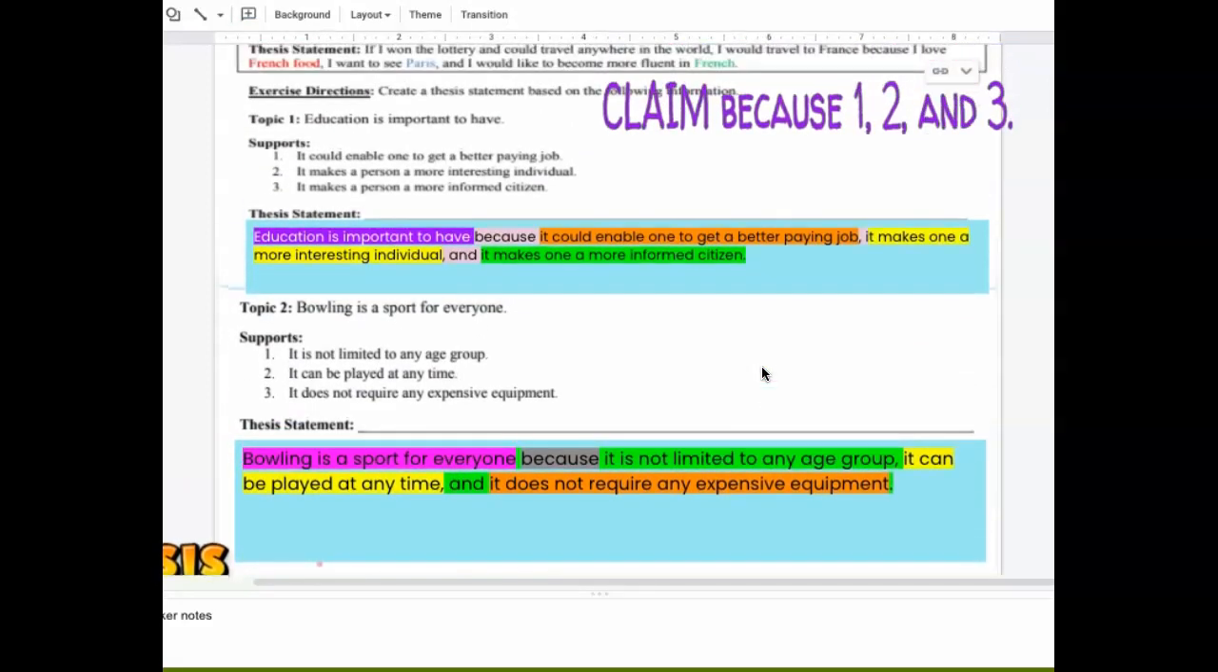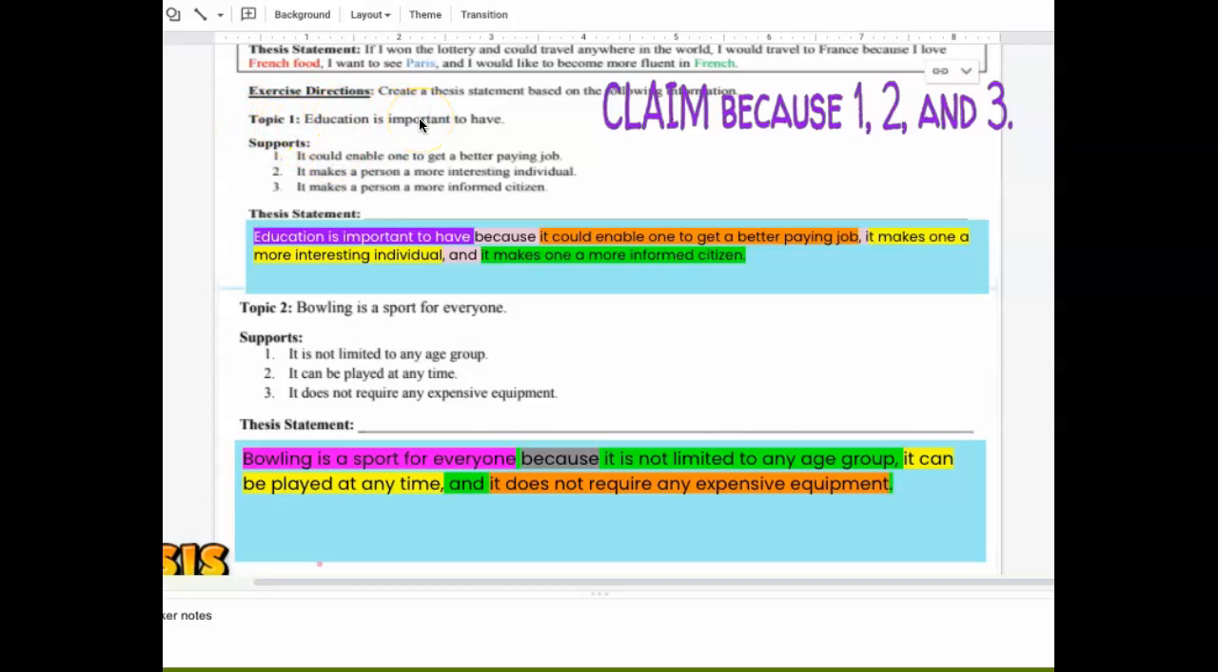Any questions about this part? I know Matthew and Sim wanted me to go over this specifically, so any questions right here? So I don't understand about the claim. The claim part? Yeah. So on the worksheet, it says topic instead of claim.